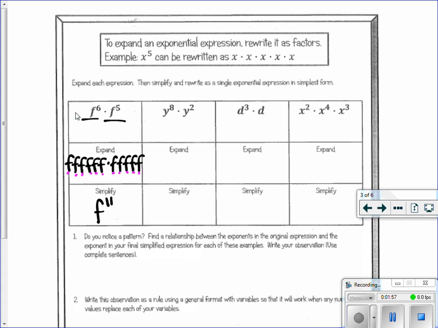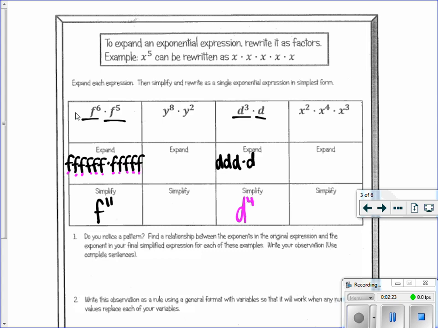So let's look at the third box. D to the power of 3, d cubed times d. D to the power of 3 means what? What would it be if we expand it? And then this one is just d. So that's the expanded version, but what's the simplified? Bring it all together. D to the power of 4.